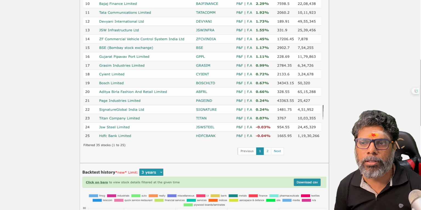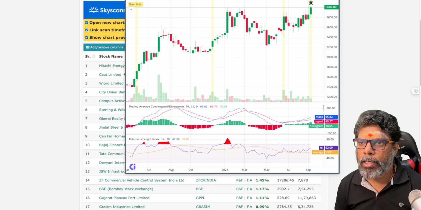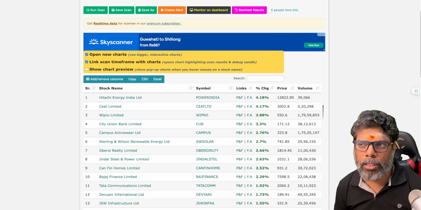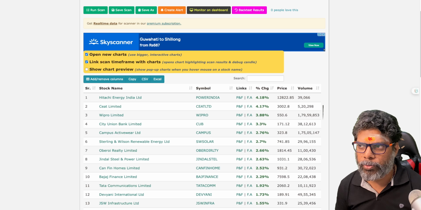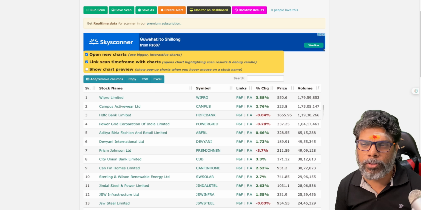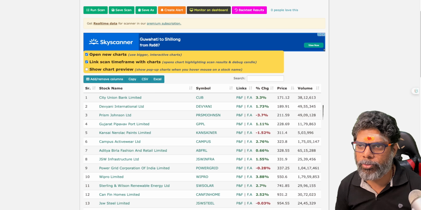The remaining 15 are on the next page. Okay, anyway, now let's see. These are the stocks it's showing, right? There are two ways you can start. One is to click on the volume, and whichever shows more volume, you can start focusing on that. Otherwise, if you want to focus on the price, you can filter by price also.